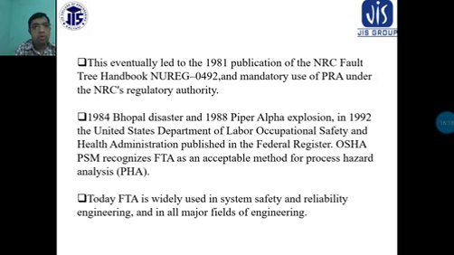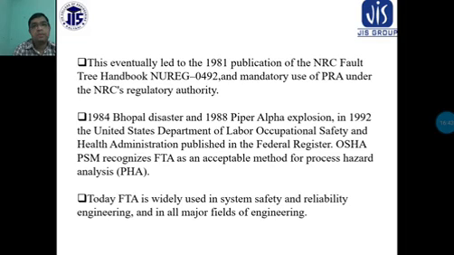In 1984, the Bhopal disaster, and in 1988 the Piper Alpha explosion. In 1992, the United States Department of Labor, Occupational Safety and Health Administration, published in the Federal Register on record, during which the Bhopal disaster became relevant.